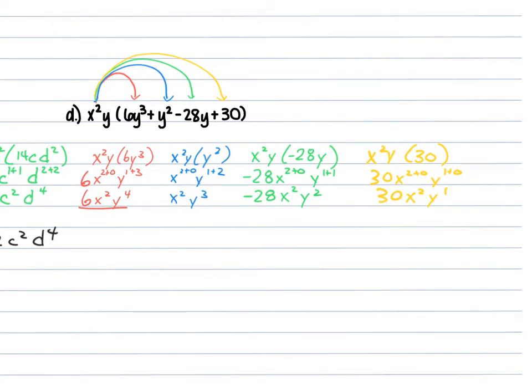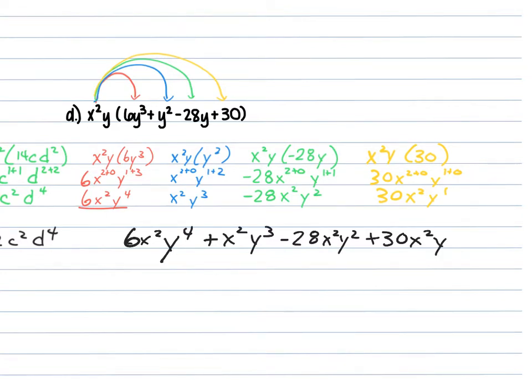All right, last but not least, Haley, I think you had the hardest one, but you may have gotten through it the most quickly. Let's put it all together. 6x squared y to the 4th plus x to the second y to the third minus 20x to the second y to the second plus 30x to the second y. And just y there. We don't need to write that to the first power there.